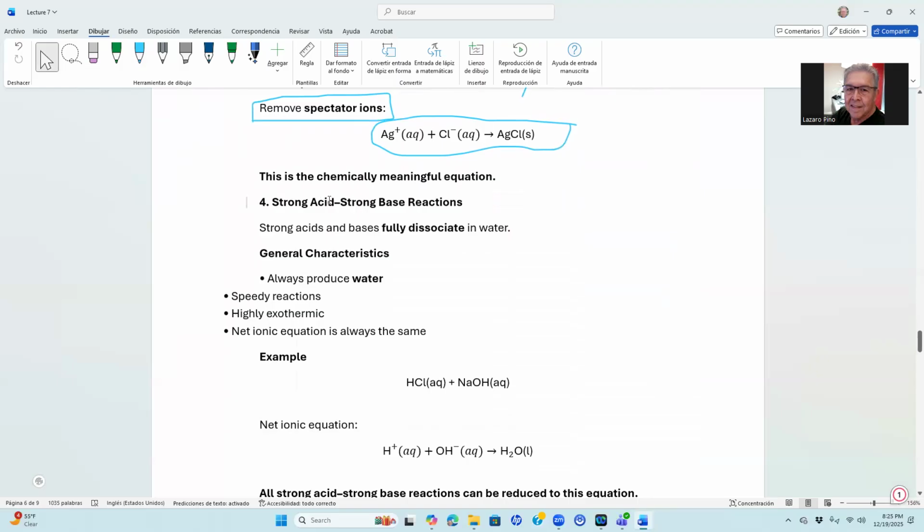When you have a strong acid and a strong base, always, this is what we call a neutralization reaction, because an acid and a base produce salt and water. What happened with pure water? Pure water is a weak electrolyte.